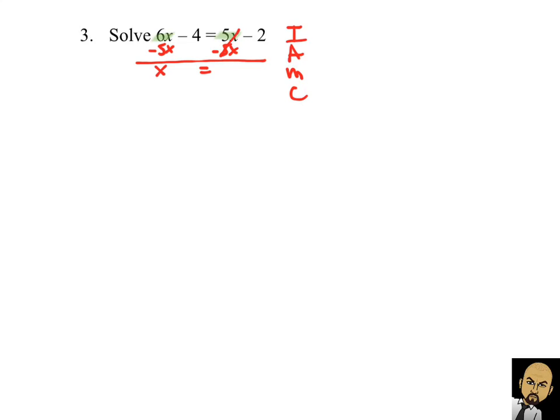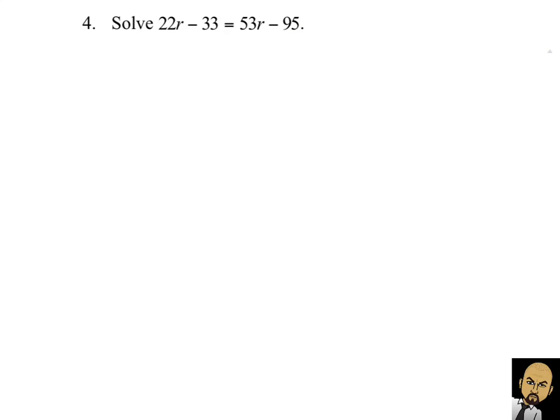And so you end up with an equation of x, 6x minus 5x is x. You end up with minus 4. And on the other side, 5x minus 5x equals 0. They cancel out, so you end up with negative 2. Now let's undo our constant. The constant is negative 4 that we want to undo because it is next to our variable term. How do you undo negative 4? You're going to add 4 to both sides. 4 and negative 4 cancel out. Negative 2 plus 4, you end up with positive 2. So you end up with the solution of x equals 2.